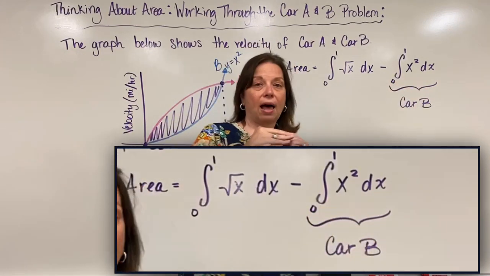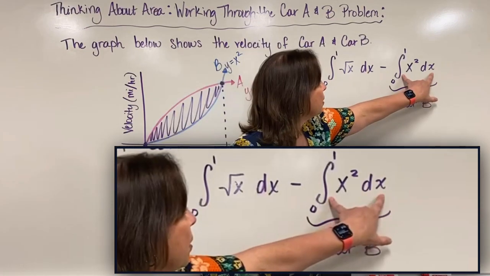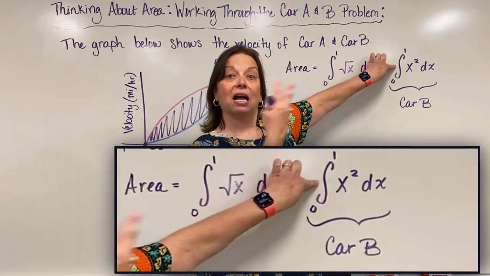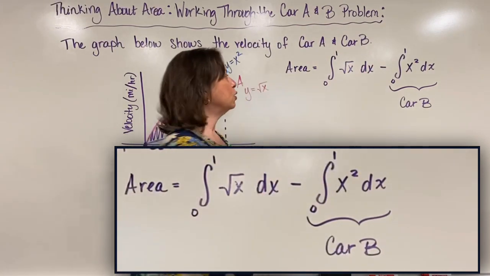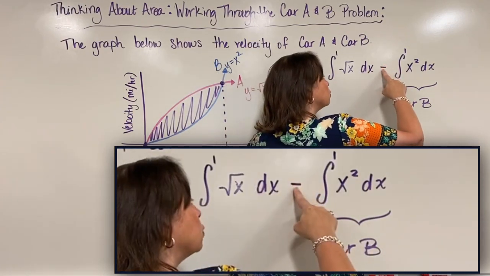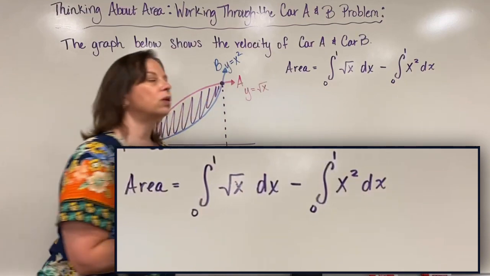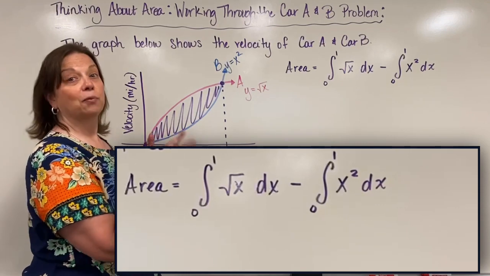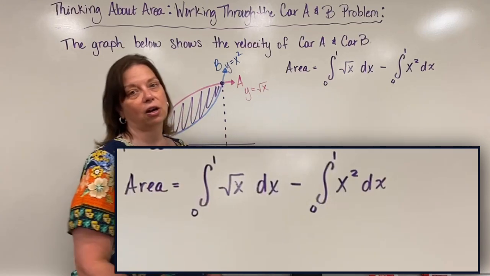Well, each slice will have a height of x squared and a width of dx. Remember, infinitesimally small width. Multiply those two together, that gives us the area of each slice, and now we're going to integrate, so we're going to sum up an infinite number of slices between 0 and 1. So we have the area for car A, which is the bigger area, and now we will subtract off the area for car B. Thus, the difference between those will give us the area of interest, the area between these two curves. And once again, that will actually represent how much further car A traveled than car B.